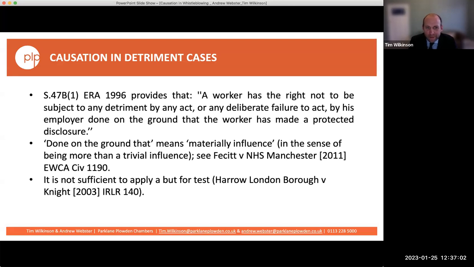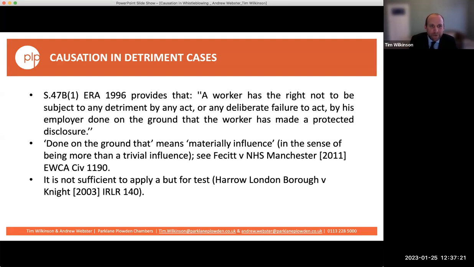The case of Fessett that I've listed there is well worth a read for anyone who's dealing with whistleblowing cases, particularly where causation is problematic. You'll all have heard of it, no doubt, maybe sometime since you read it. But it is a useful judgment. It's Court of Appeal, Lord Justice Elias.